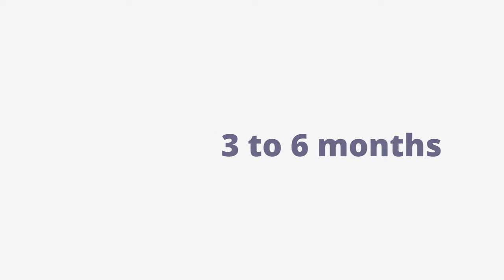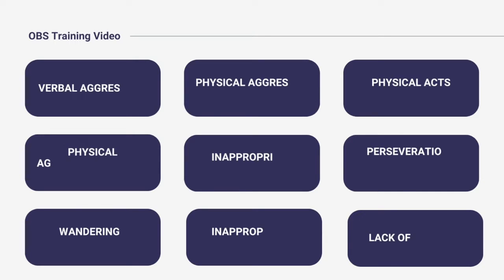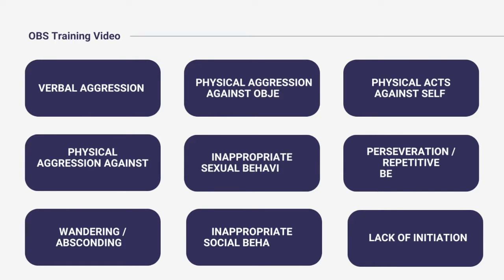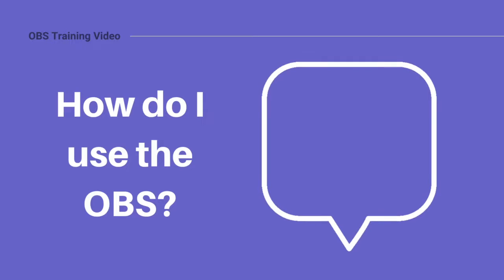There are 9 categories of behaviour listed in the OBS: verbal aggression, physical aggression against objects, physical acts against self, physical aggression against other people, inappropriate sexual behaviour, perseveration or repetitive behaviour, wandering or absconding, inappropriate social behaviour, and lack of initiation. So how do you use the OBS?